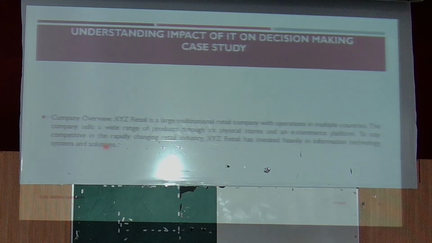XYZ has already invested heavily in IT. So you can just suggest how XYZ can invest in which technologies. It has already invested, but you assume it has to make a decision and how and where it needs to adopt which technology, that you need to tell me. That is what the question is. So I gave you 5 minutes time. Now the time is almost over.